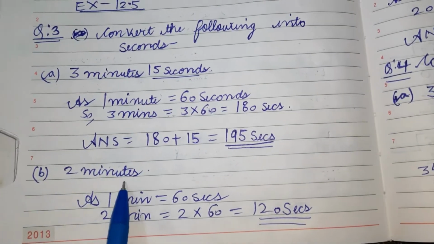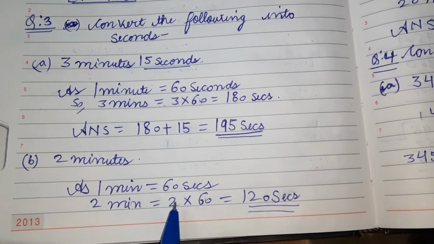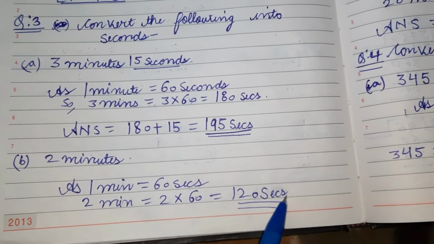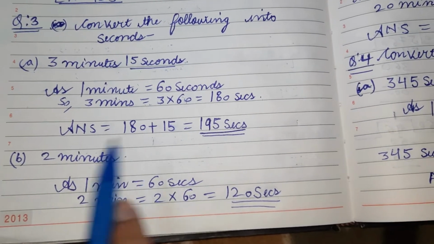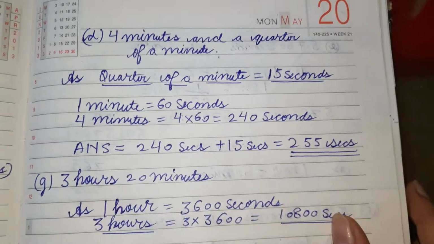Similarly here, 2 minutes. As 1 minute is equal to 60 seconds, so 2 minutes will be equal to 2 multiplied by 60 is equal to 120 seconds. Here also you are going from a bigger unit to a smaller unit, minutes to seconds. That's why you are multiplying.